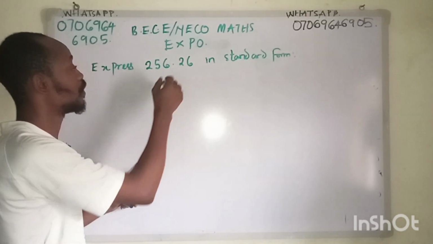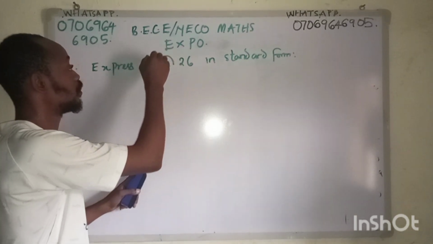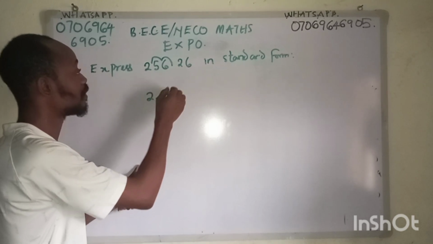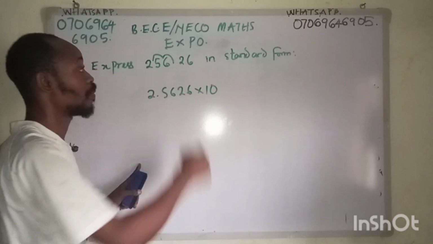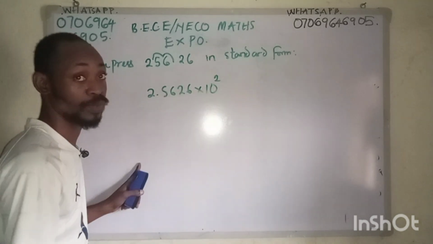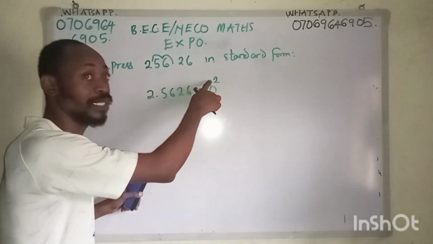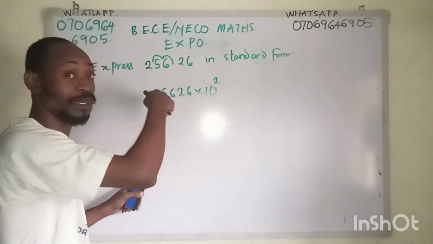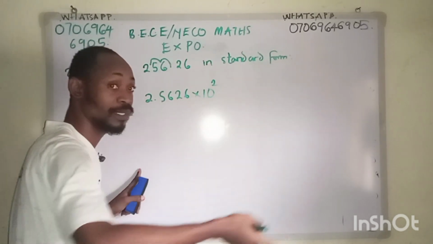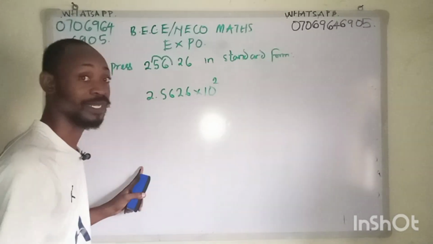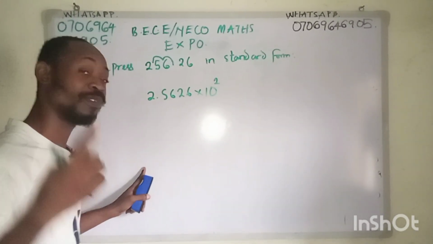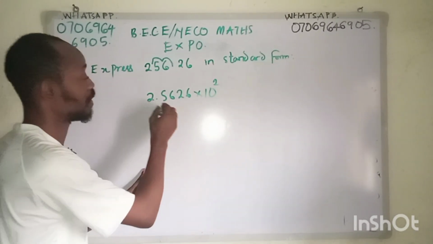So it's going to go 1, 2. So it's going to be 2.5626 times 10. How many times did you take it back? Just 2 times. So that's going to be times 10 to the power 2. And if you remember, I didn't put negative here because I only have to take it back. If I have to take it forward, it will be negative. But I have to take it back because we are dealing with numbers that are bigger than 1. That previous one was smaller than 1. So this is the answer.